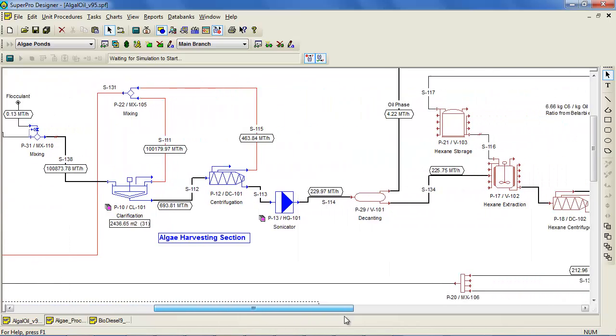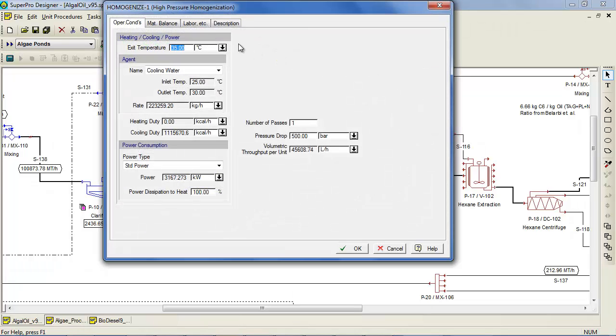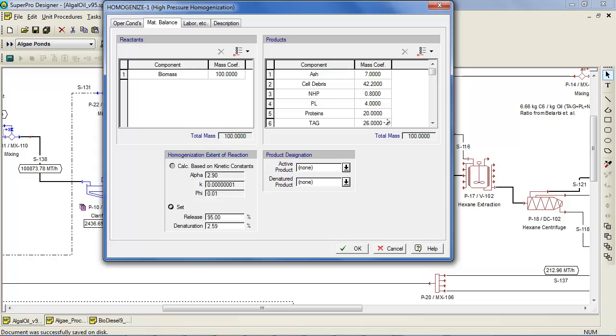Next, the biomass-rich stream is sent to the sonicators, where the algae is broken into its constituent parts in the proportions shown here. In this stoichiometric expression, NHP stands for non-hydratable phospholipids, PL stands for hydratable phospholipids, and TAG is the triacylglycerol product. Based on the relationship here, for every 100 kilograms of biomass that is disrupted in the sonicators, 26 kilograms of TAG is released and available for further processing downstream.